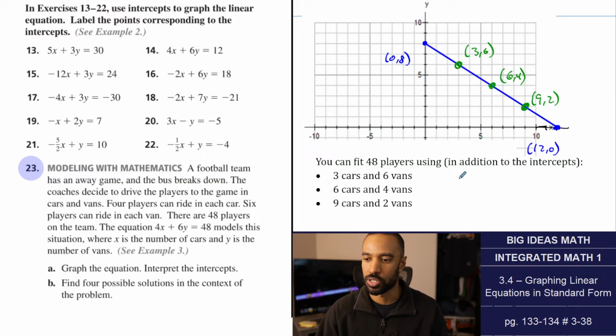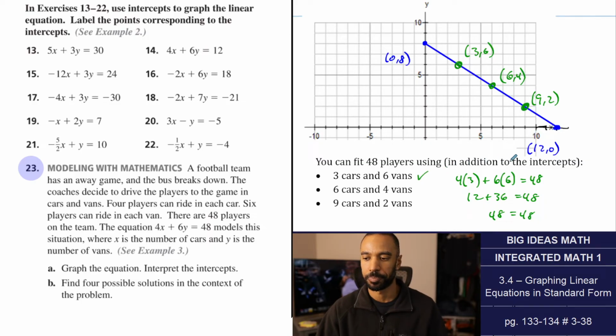Let's try the 3 cars and 6 vans. That was 4 people per car, 4 players per car times 3 cars, plus 6 players per van times 6 vans. Let's see if that equals 48. That's 12 plus 36, and that is indeed 48. So 48 equals 48. That one does definitely check itself.